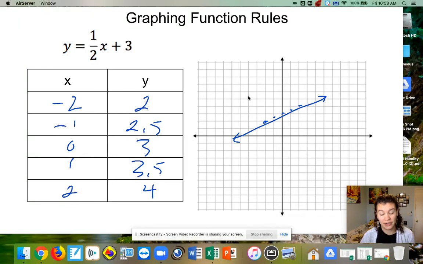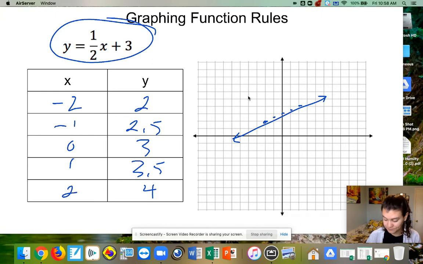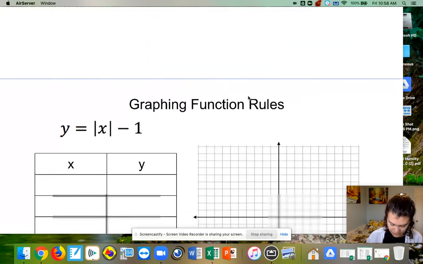This is also a great way to check your answers if you do it by hand and then want to see if it looks right. Put this into your calculator and look at the graph. So I'm going to do another one.